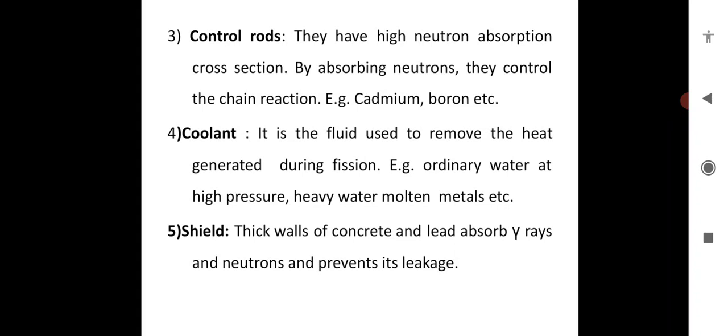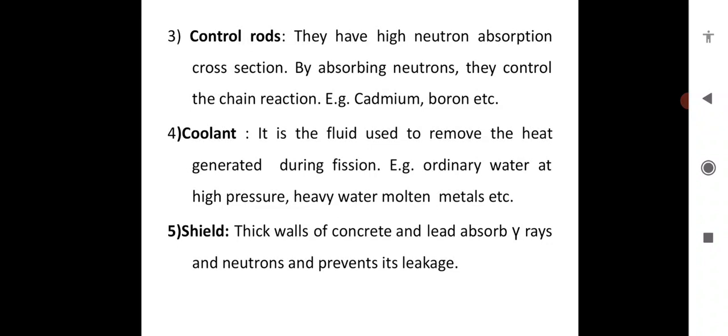One is nuclear fuel like uranium 235 and plutonium 239, and the moderator like graphite, heavy water, beryllium, etc. Moderators are used to slow down the fast neutrons. Next, control rods like cadmium and boron have a high neutron absorption cross section, and these control rods can control the nuclear chain reactions.